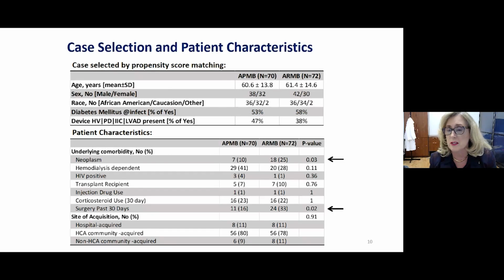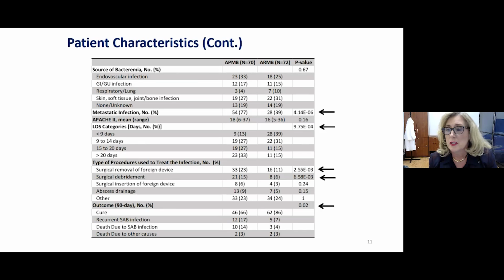Could I have the next slide, please? In the persistent group, there was a higher incidence of metastatic infection. Length of stay was greater in the patients with persistent infection. Patients with persistent infection had more surgical removal of foreign devices, surgical debridement, and abscesses. And ultimately, there was the outcome. There was increased recurrent infection and death due to infection in the patients with persistent SAB bacteremia versus those with resolving infection.